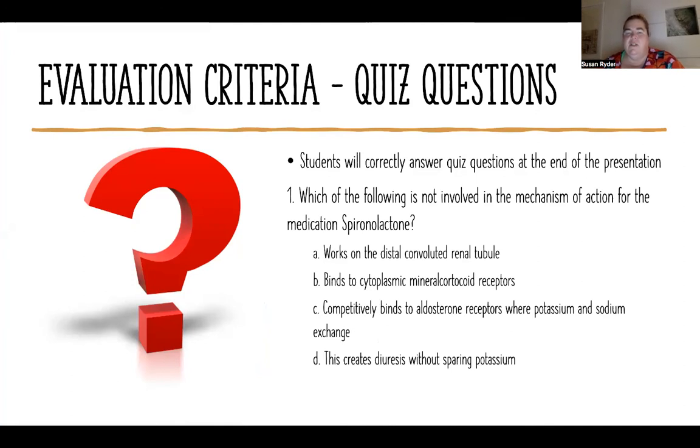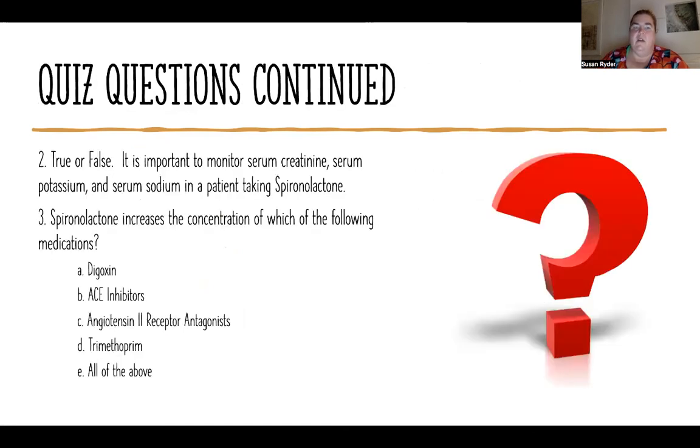One of the quiz questions is, which of the following is not involved in the mechanism of action for the medication spironolactone? A, works on the distal convoluted renal tubule, B, binds to cytoplasmic mineralocorticoid receptors, C, competitively binds to aldosterone receptors for potassium and sodium exchange, D, this creates diuresis without sparing potassium. And obviously the correct answer is D, it spares potassium, so that's incorrect.